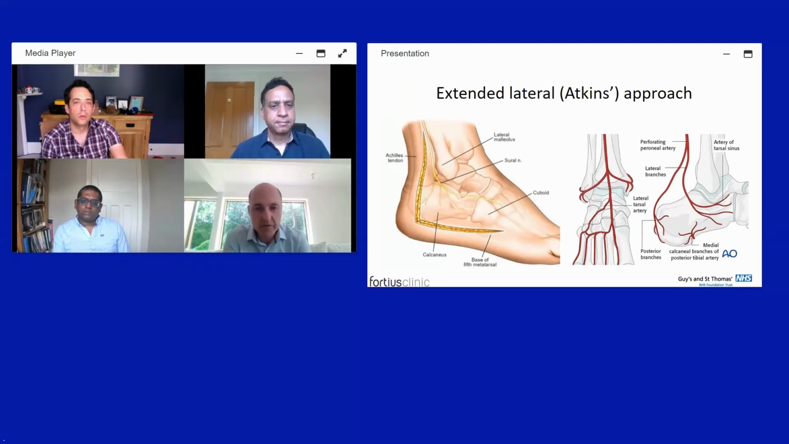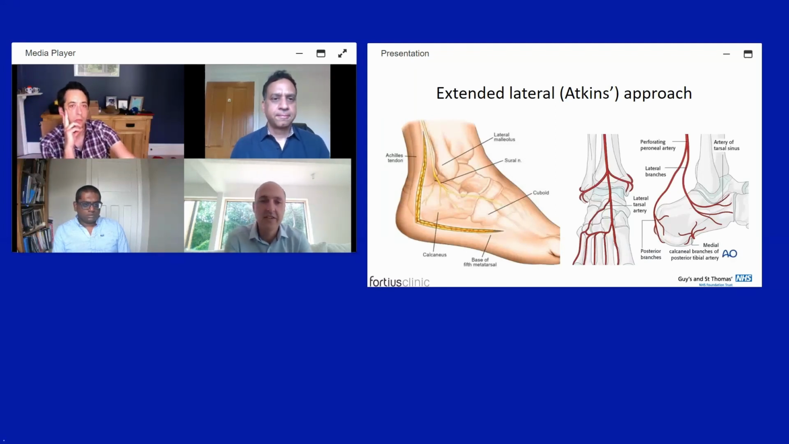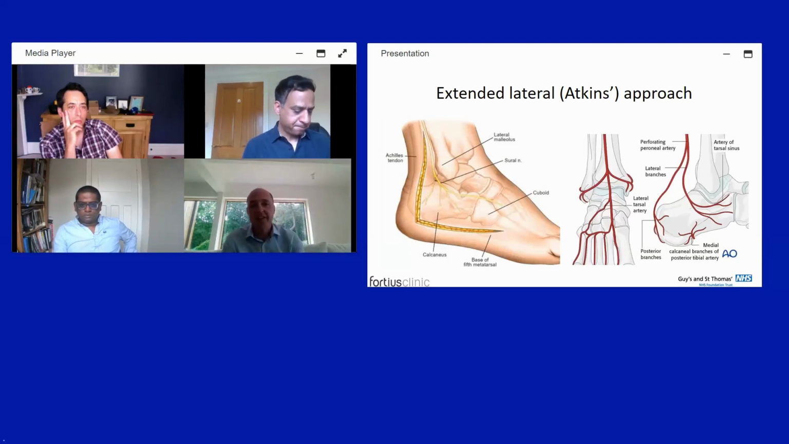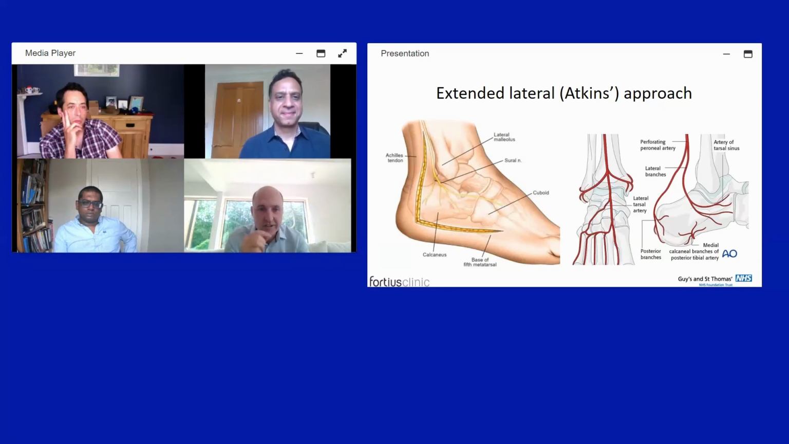It was developed, as I mentioned previously, based on the arterial supply to the skin on the lateral border of the foot. Professor Atkins established that the perforating peroneal artery and its posterior branch are the main blood supply to this flap. In addition, raising this flap raises the sural nerve and all of its branches effectively, and that is good for reducing the risk of neural injury.